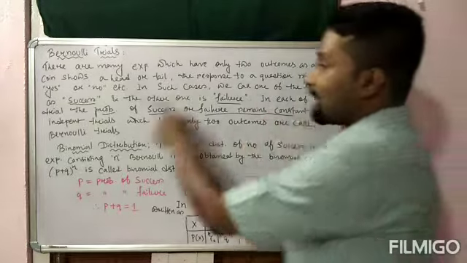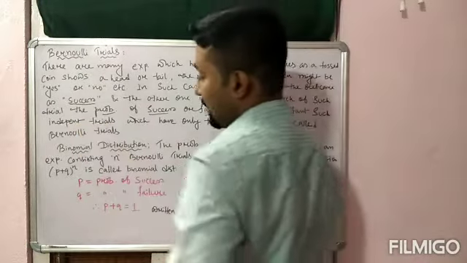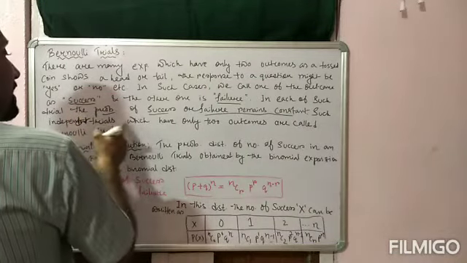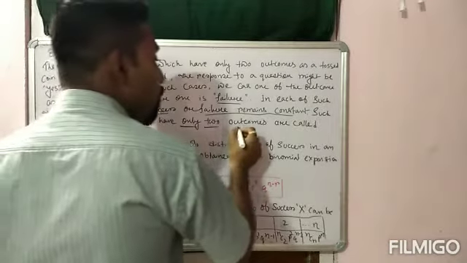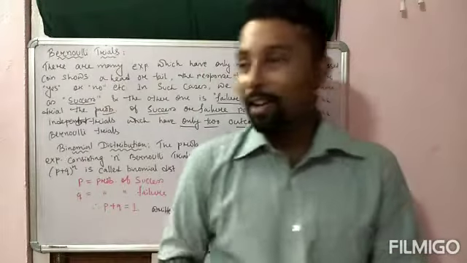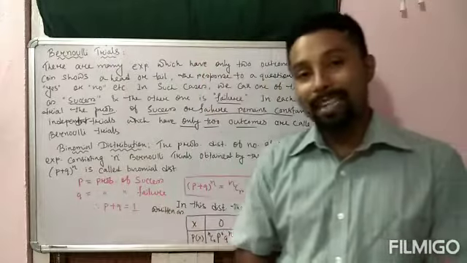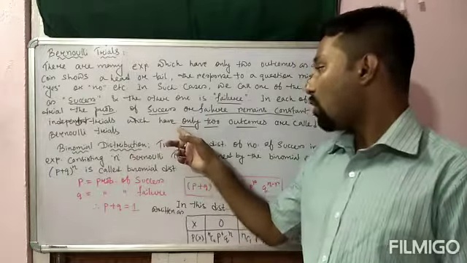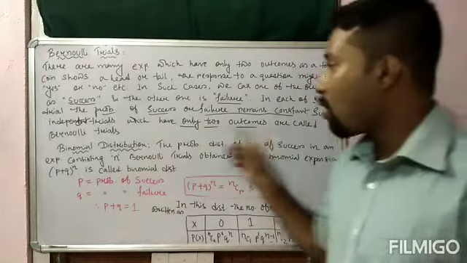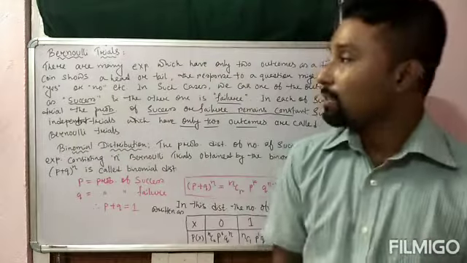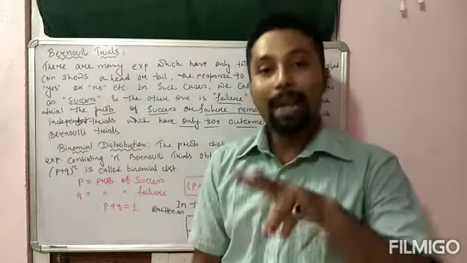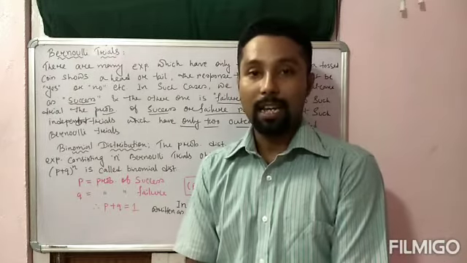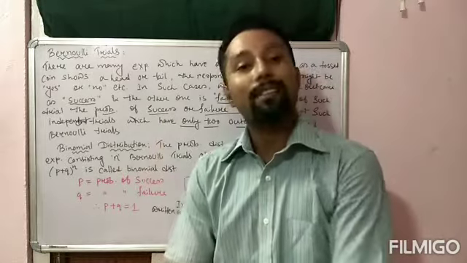Such independent trials which have only two outcomes, for example the coin we talked about, such independent trials which have only two outcomes are called Bernoulli trials. An experiment that has only two types of outcomes is called Bernoulli trials. Like you can consider a coin.